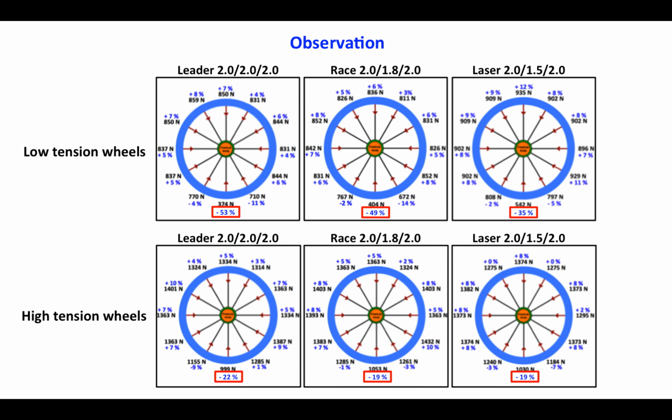And then when we compare the low tension wheels with the high tension wheels going from left to right with the leader spoke, the straight gauge spoke, we had a change in fluctuation from low tension of a 53% decrease to a 22% decrease at high tension, with race 49% compared to 19%, with laser 35% compared to 19%.